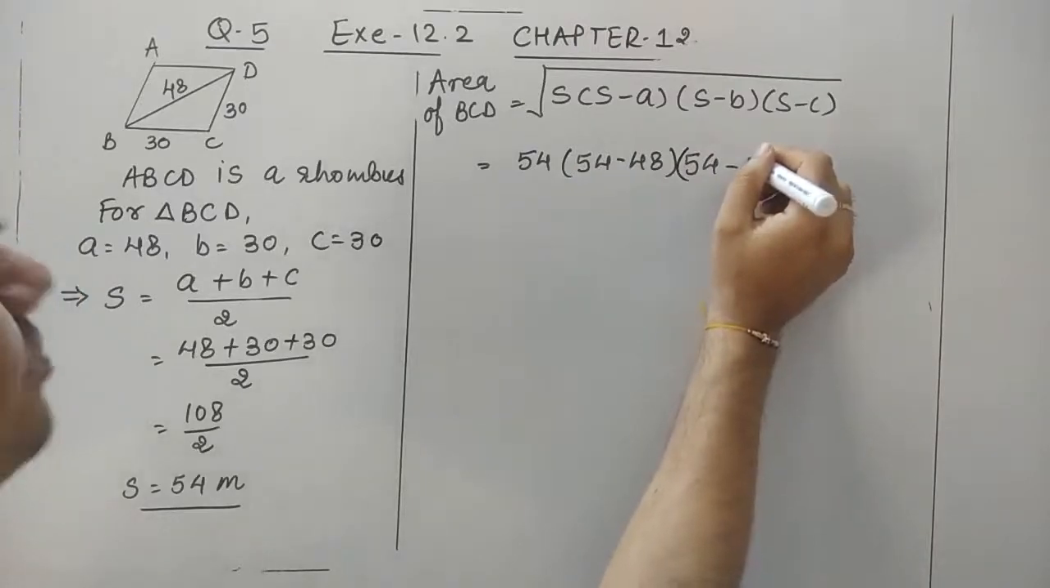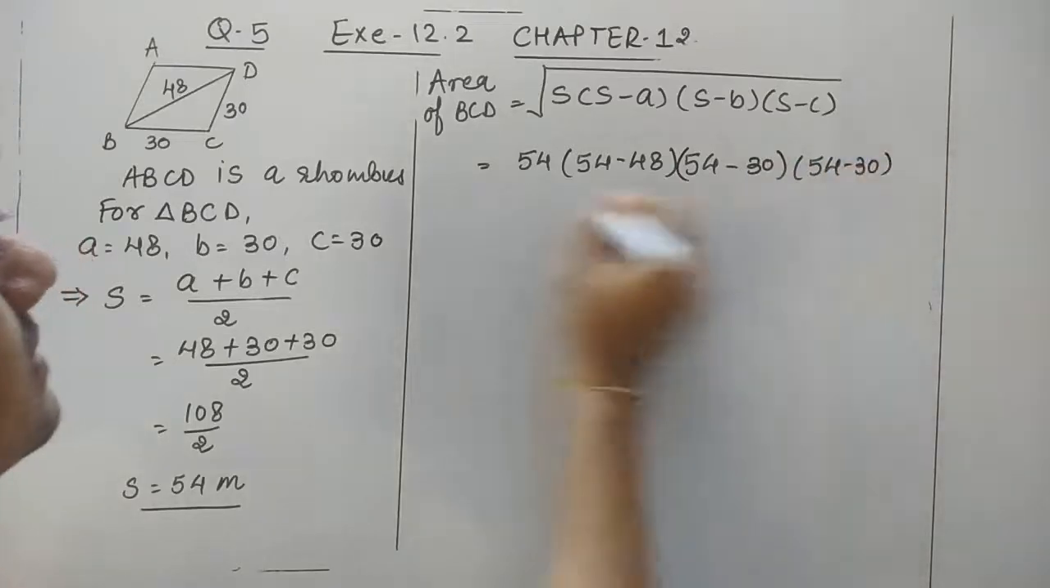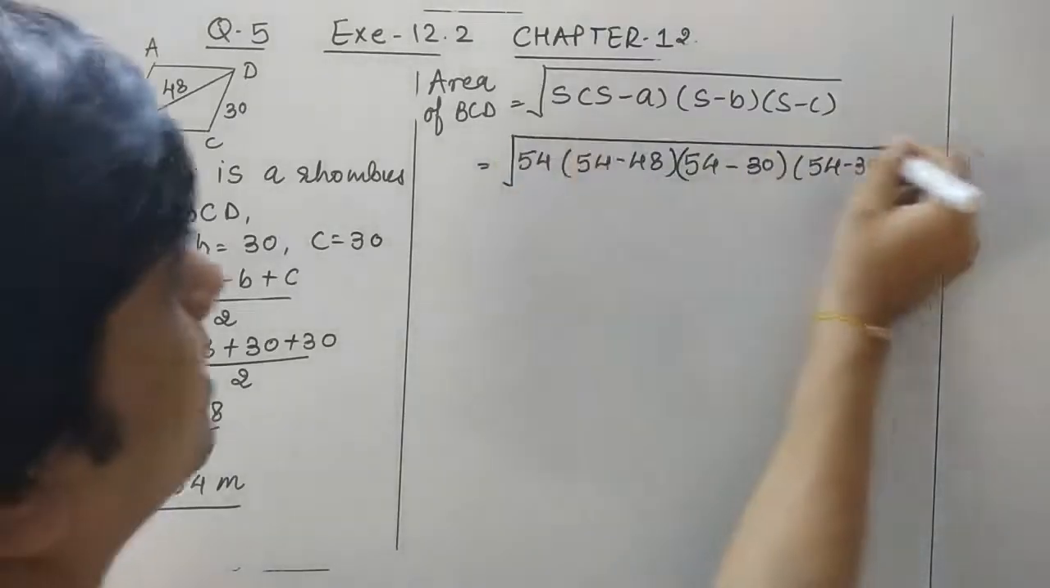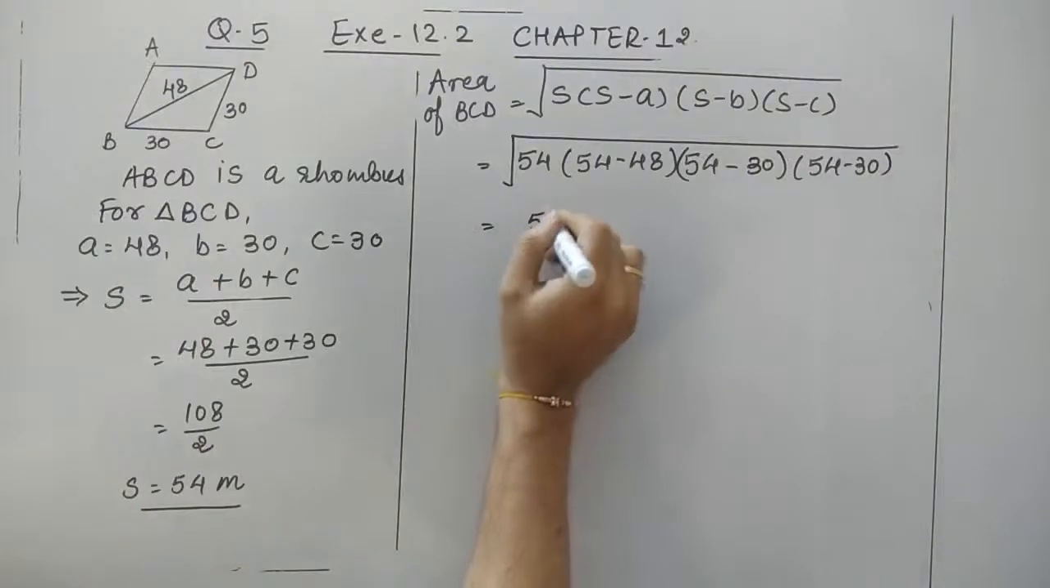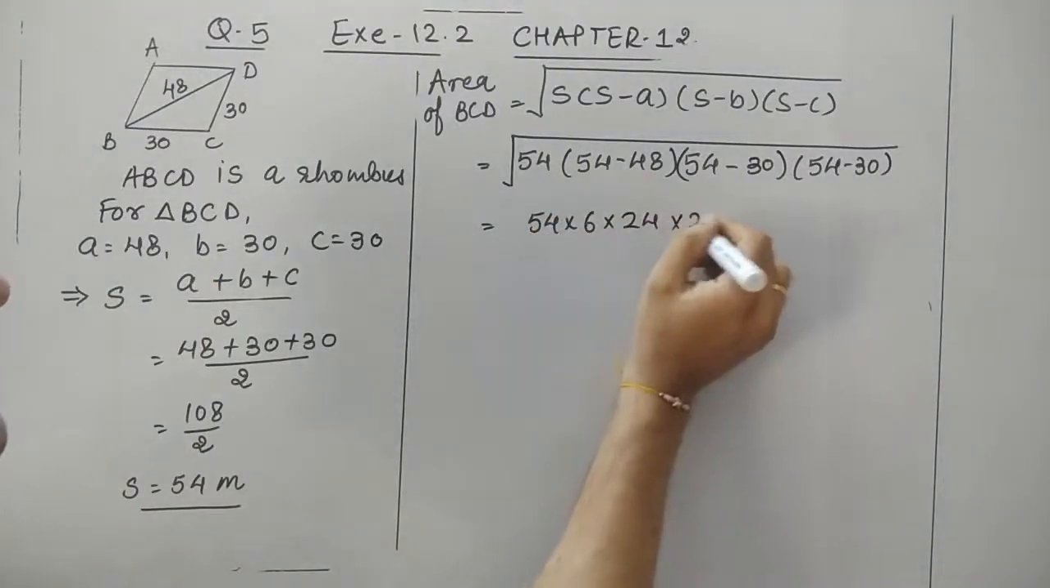I'm really sorry. The value of B is 30, and 54 minus the value of C, which is again 30. So this is 54 into 6, into 24, and again 24.